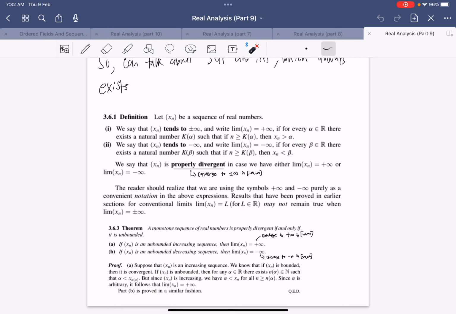And similarly for part b, for decreasing. And so this shows that if you are bounded, then you're convergent. And if you're unbounded, then you are converging to infinity. And we're done.